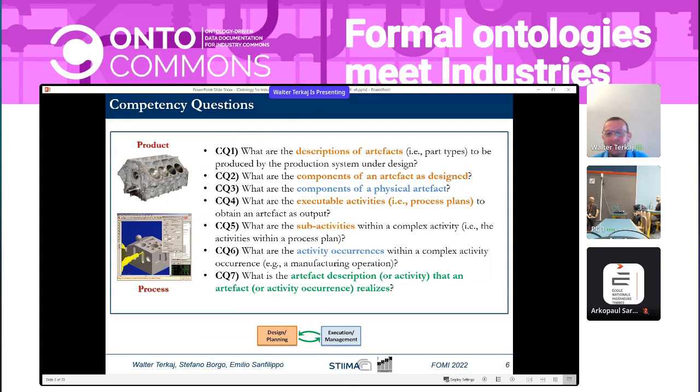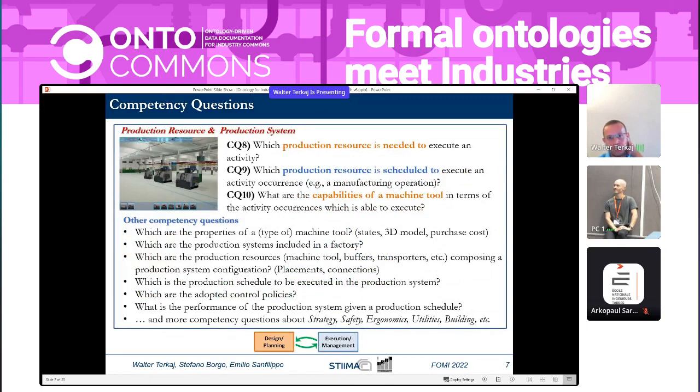And then the green part, so how we can link them. So how we can link the description of an artifact with the realization of the artifact, so the physical realization of the artifact. Also, about the production systems and resources, how can we make explicit which are the production resources that we need to execute an activity? And then on the execution phase, which is the schedule? So which specific physical production resource we decide to use to execute a manufacturing operation, so the occurrence of the activity.